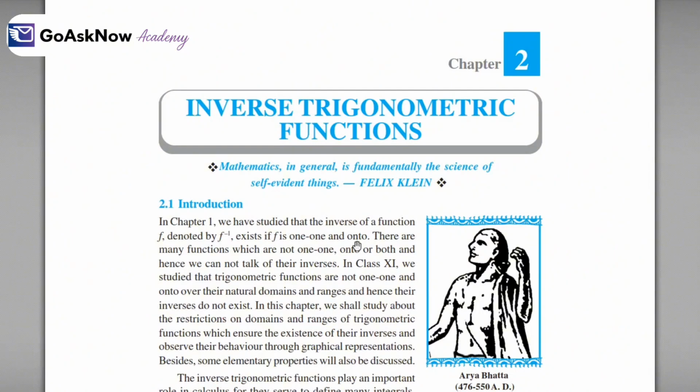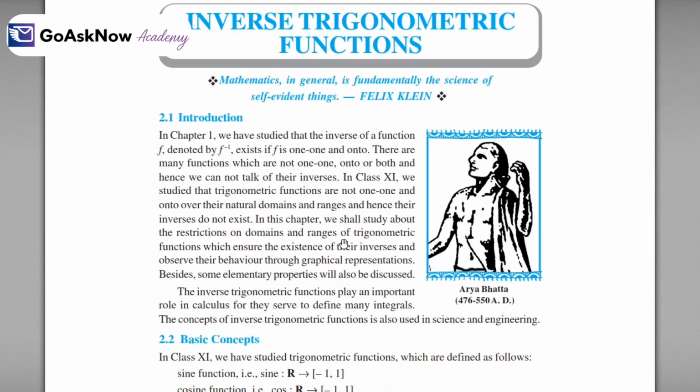To start with the introduction part. In chapter 1, we have already studied that the inverse of a function is denoted by f inverse, and it exists if f is one-one and onto both. We have already discussed what a one-one function and an onto function are. You can go to the lectures in the playlist and see these topics, and then go through this chapter.